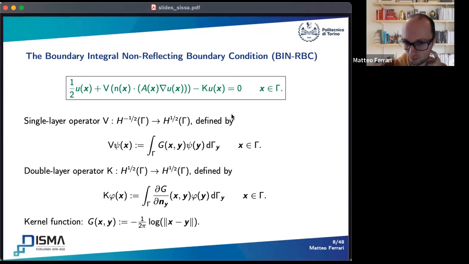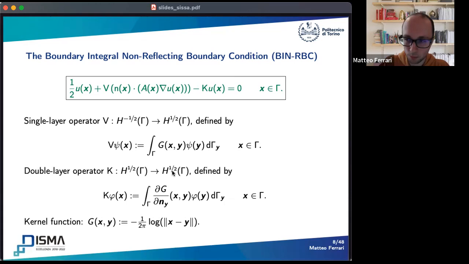So we have this one equation. We have V and K. V is the so-called single layer operator, and this is an operator between H minus 1/2 and H 1/2. This is the definition. We take a density and we compute the duality pairing with the fundamental solution of the Laplace equation. And K is the double layer operator. This is again, essentially a duality pairing, but here with the normal derivative of this kernel. So we take an H^{1/2} function and we have an H^{1/2} function here.